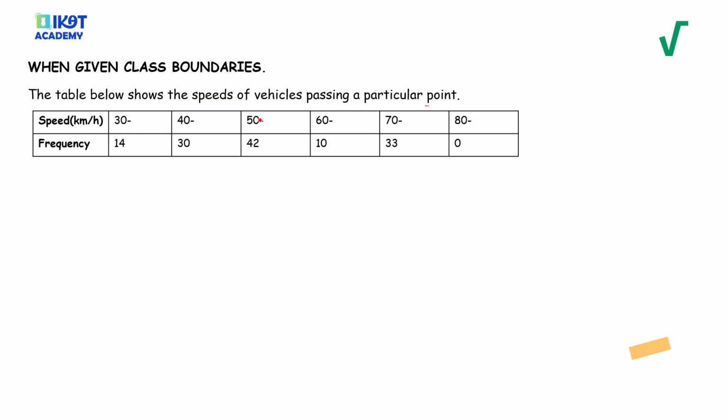That for this specific question we've been given the class boundaries. Now let me start interpreting the data. So we have the speed in kilometers per hour: 30 to something I don't know, 40 to, 50 to, 60 to, 70 to, 80 to. Then I have the frequency.